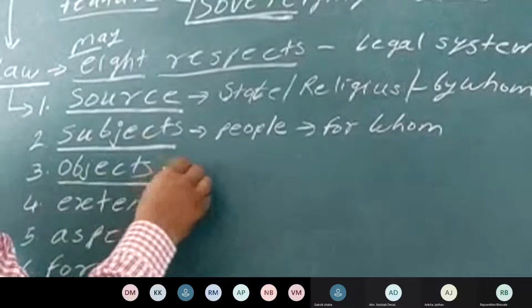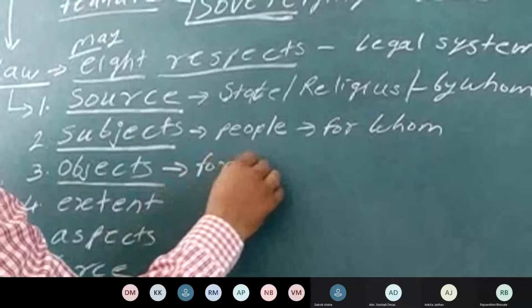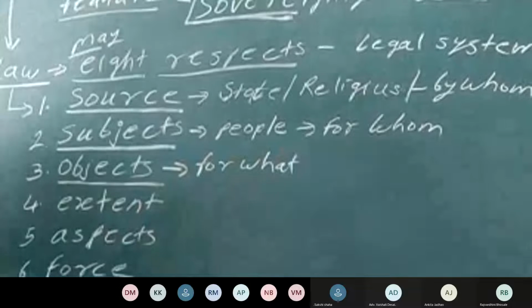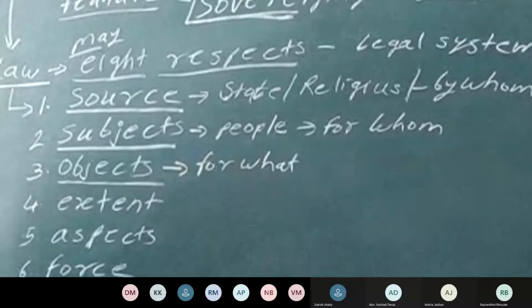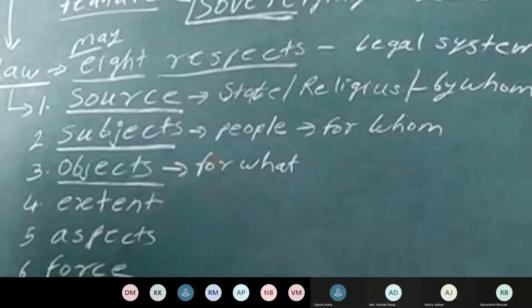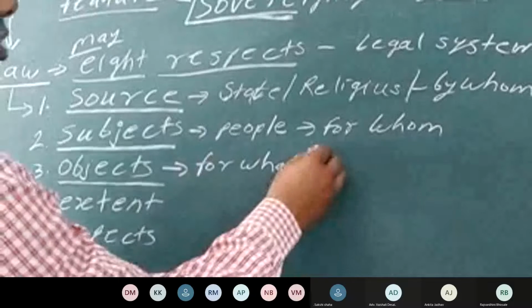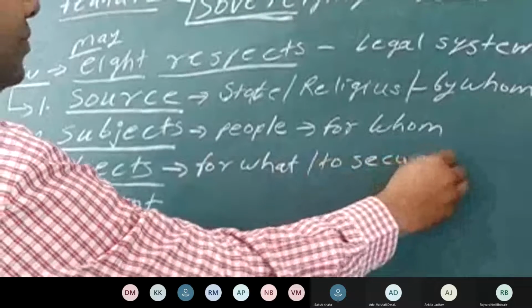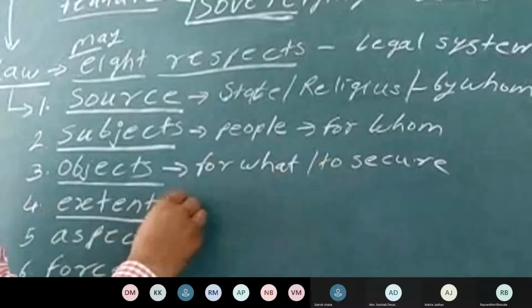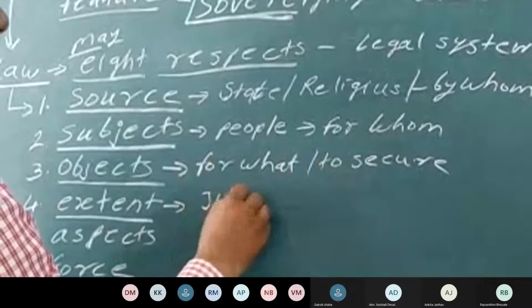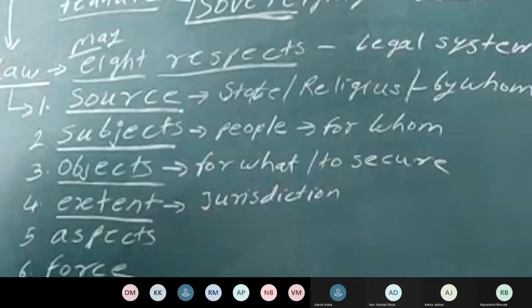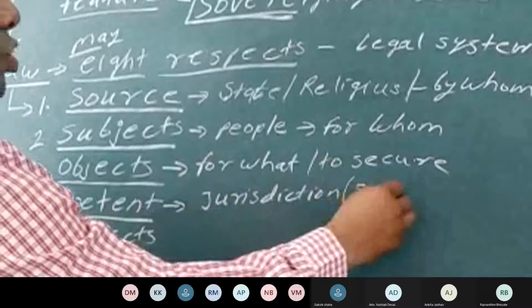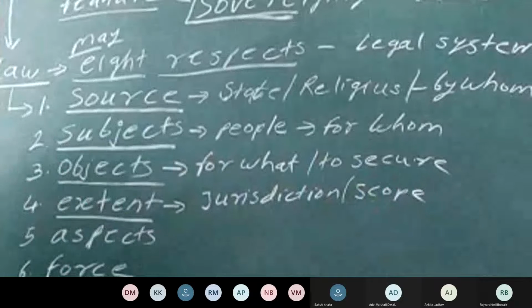Then objects. Objects means for what purpose the law has been made. What is the object? What the law wants to achieve or to secure. Extent. That is the jurisdiction. To what place, to what territory this act is applicable. What is the extent? What is the scope? What is the ambit of the act?